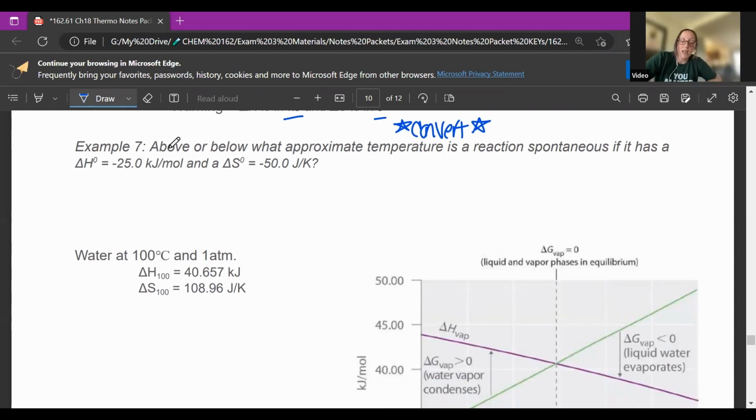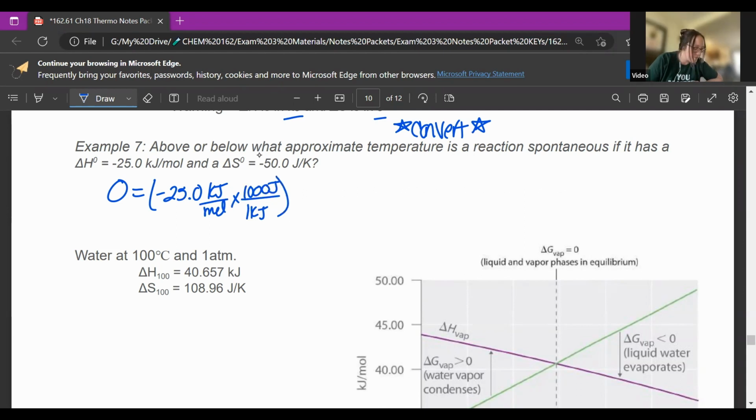Now they're both negative, so if they're the same sign, that means I have to actually calculate it. If they were different signs, it would be always favored or never favored. So I'm going to go ahead and calculate this. I'm going to say 0 equals, and plug in my delta H, negative 25.0 kilojoules per mole, but I'm going to convert it to joules because the other one's in joules. So I'm going to go like this.